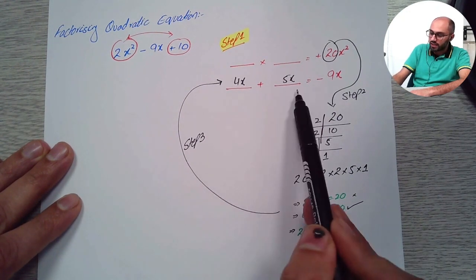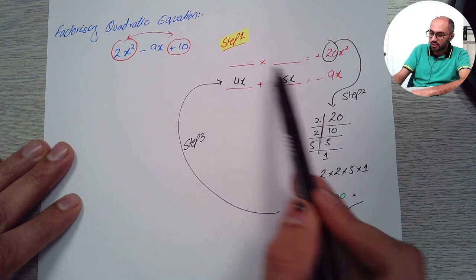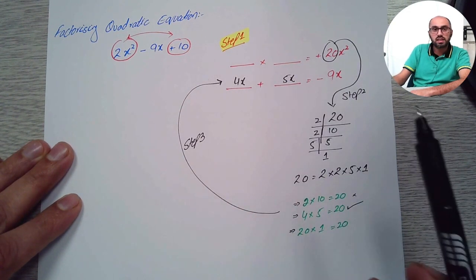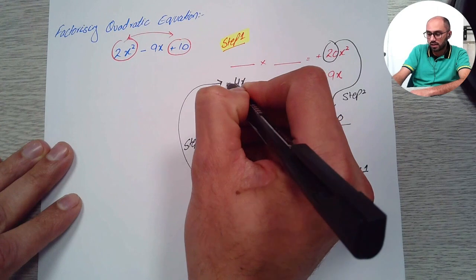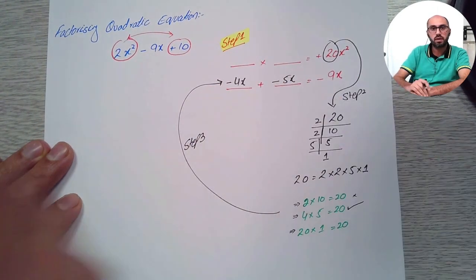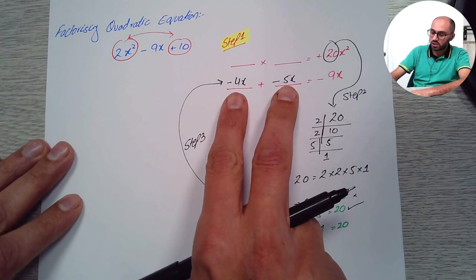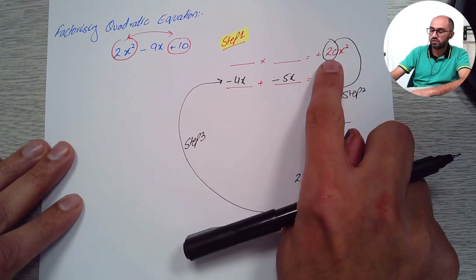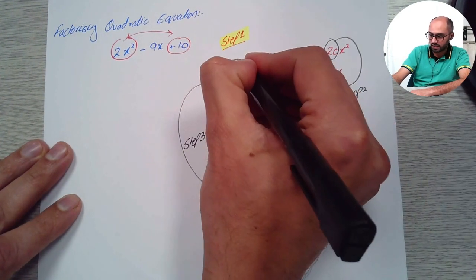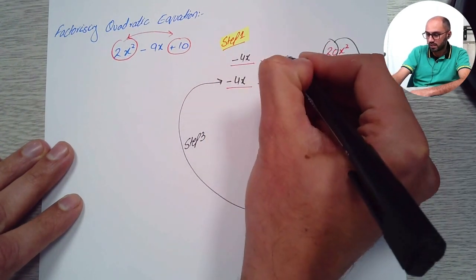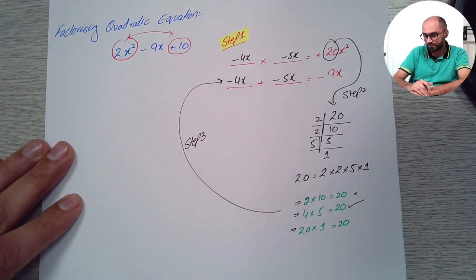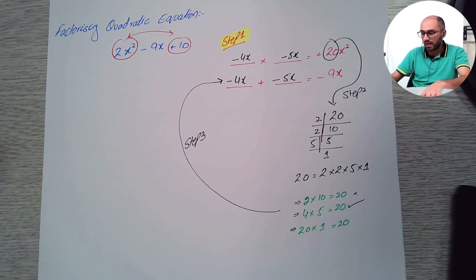Now I need to modify these two numbers such that when I add them, they should give me minus 9x. So in this case, I'll make it minus 4x, I'll make it minus 5x. Now you will notice when you multiply these two numbers, that gives you plus 20. So I can write that down here, minus 4x and minus 5x. I'm done with step 2 and step 3.